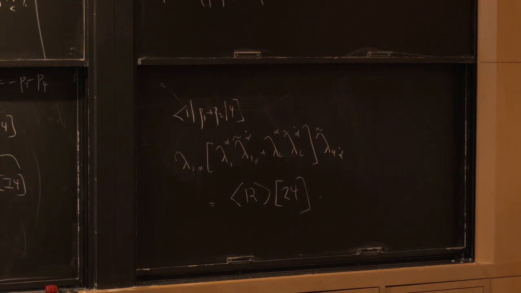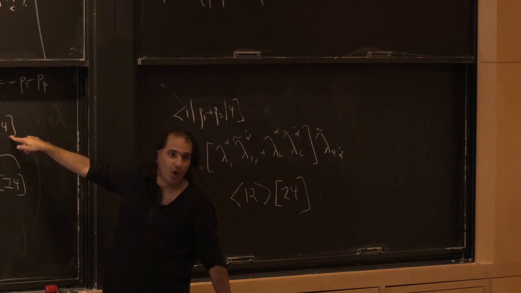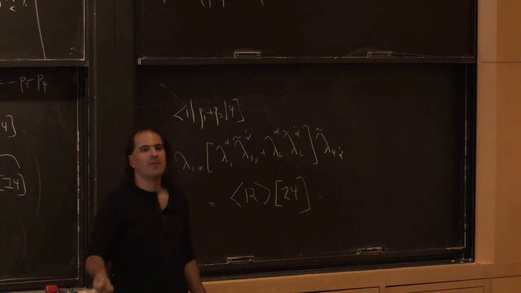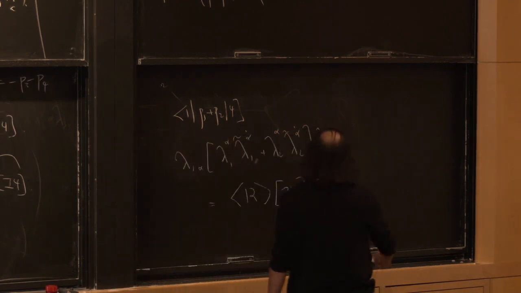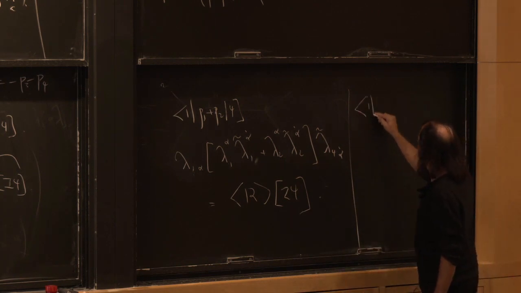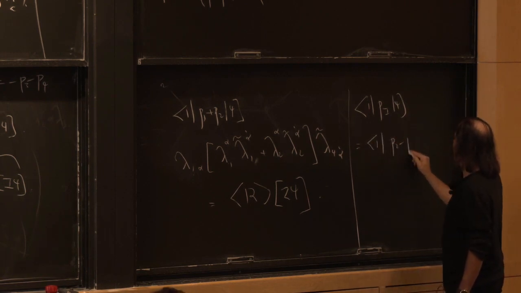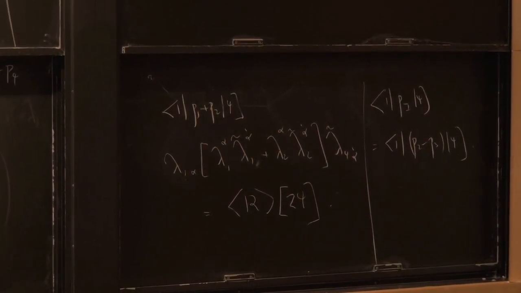Every time you see P_I on the inside with four particles, you can just say that ⟨1|P_I|4] is the same as ⟨1 2⟩[2 4]. Or I could also write it as -⟨1 3⟩[3 4]. If I wanted to write it in a more symmetrical looking way, I could write it as P2 minus P3 between 1 and 4. They're all equal to each other. I'm ignoring factors of 2.